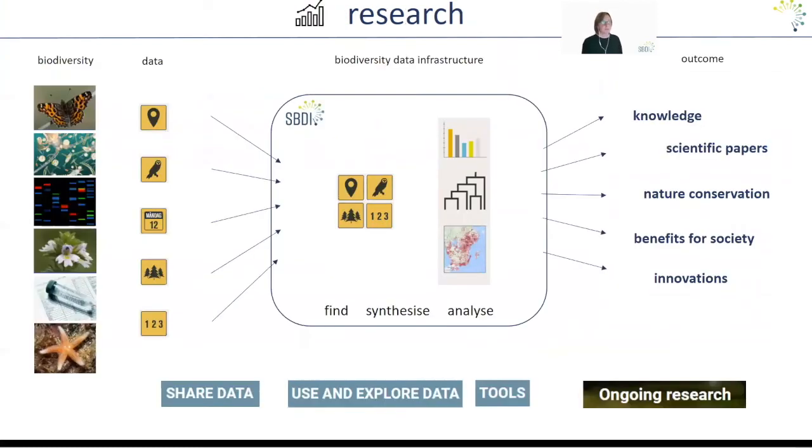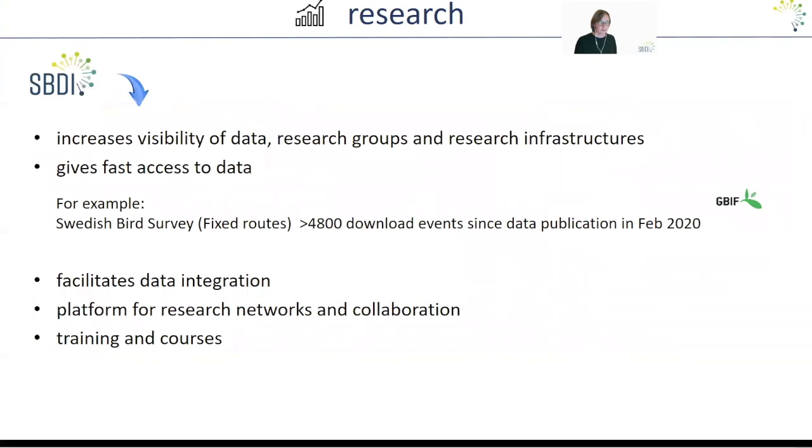Let's turn to research now. By using and exploring shared data, we can then do research that creates knowledge and scientific papers, and it can contribute to nature conservation. So SBDI relates to research in a way that it increases visibility of data, also the visibility of research groups and research infrastructures. It gives you fast access to data. For example, one dataset of the Swedish bird survey has received more than 4,800 download events since its data were published on GBIF in February 2020.